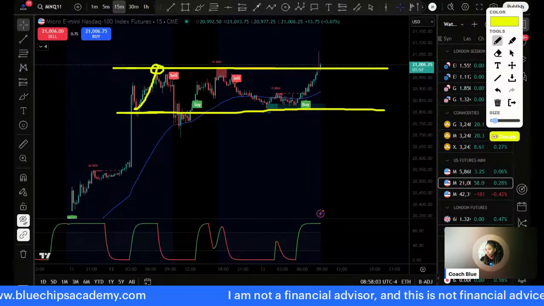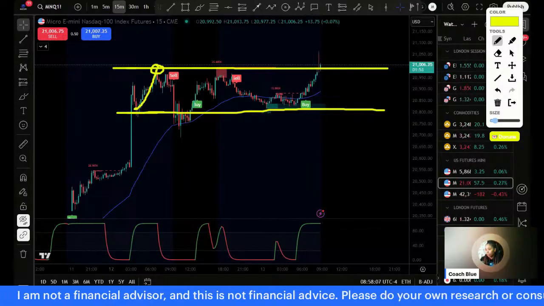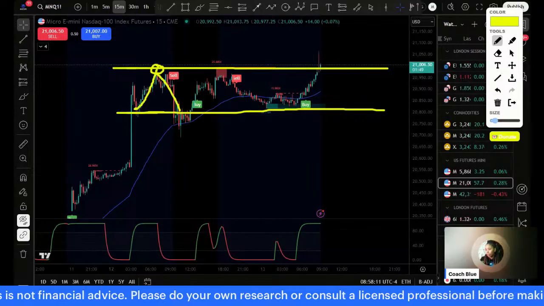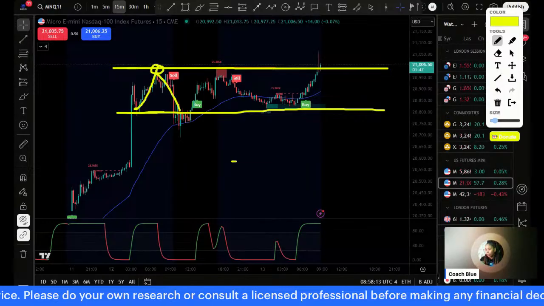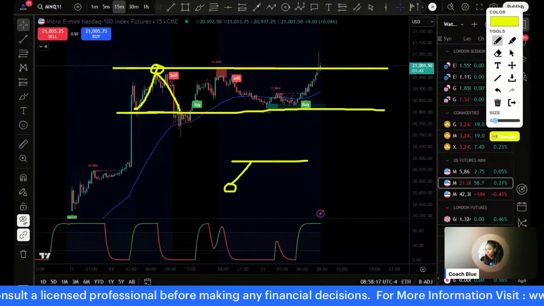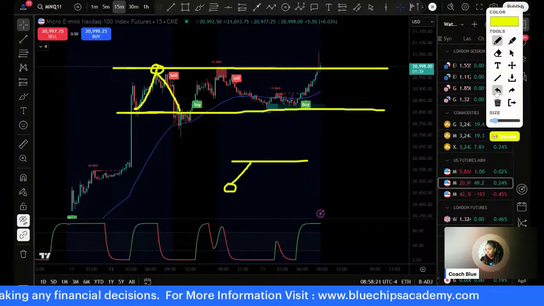Okay, it resisted moving past this area, at least for now. So the sellers push price back down. Now think of it like the ball analogy. When you throw the ball to the ceiling, what happens? The ball bounces down. So that's resistance. The resistance is the ceiling.